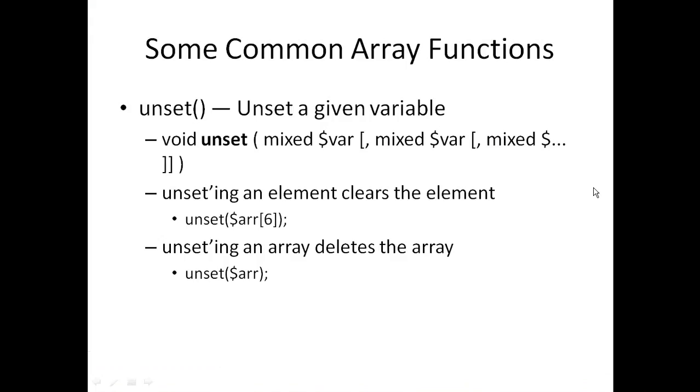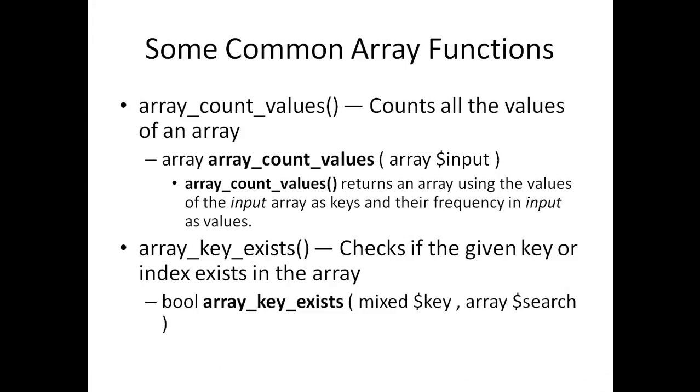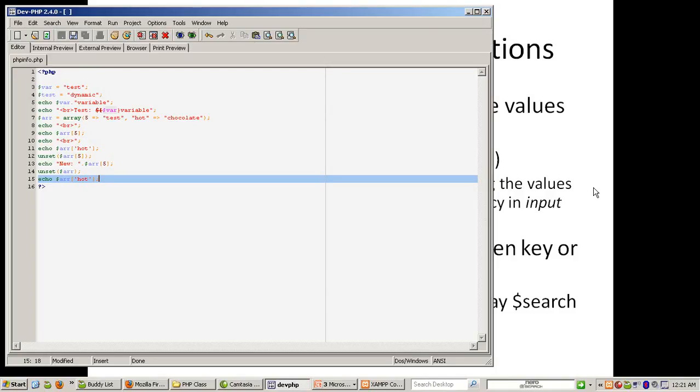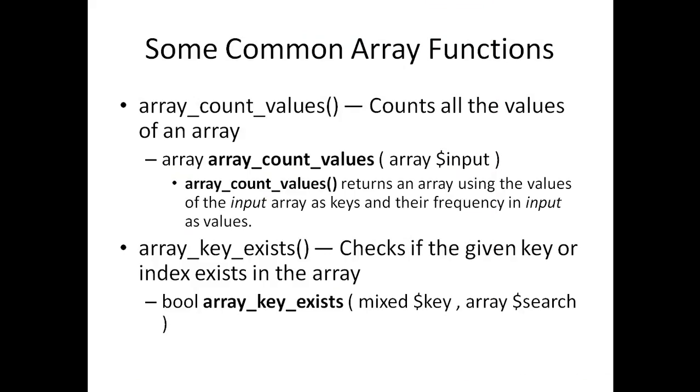Okay. All right. So you have array_count_values, which lets you count all the values in the array. To give you a definition, as we get into keys and values, the index of the array is the key, and the result is the value. So if I go back to dev PHP, in this example, 5 is a key, test is a value, hot is a key, chocolate is a value. So when you're counting all of the values of an array, you're counting the values. It is really self-explanatory. That's how you do it, though.